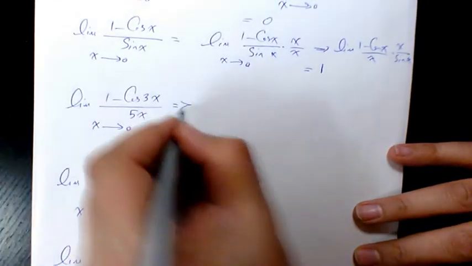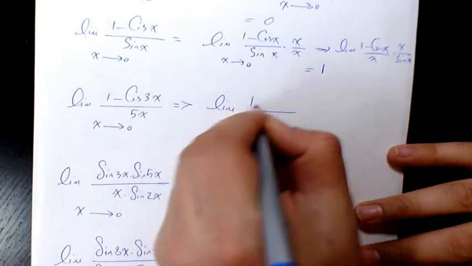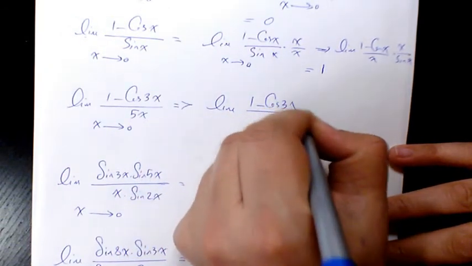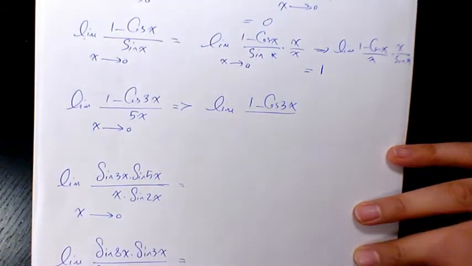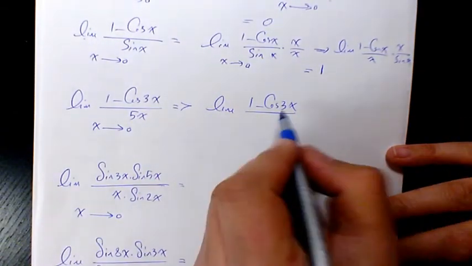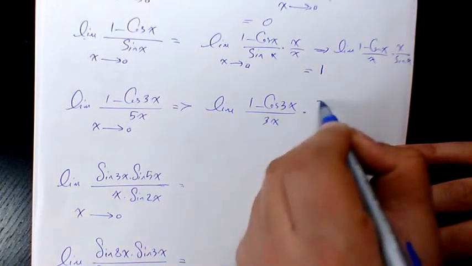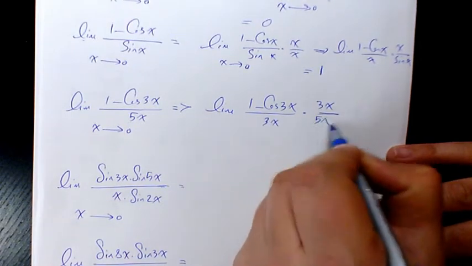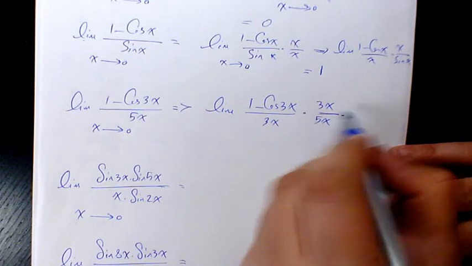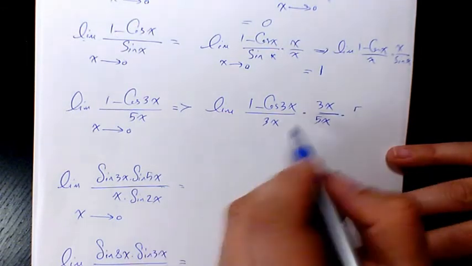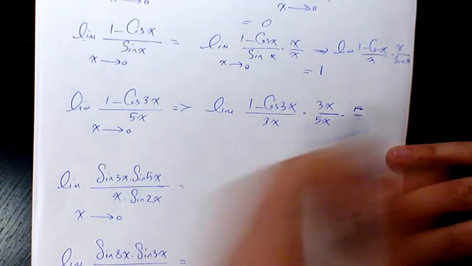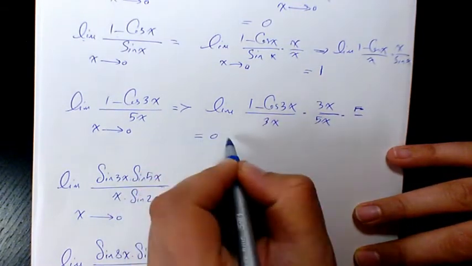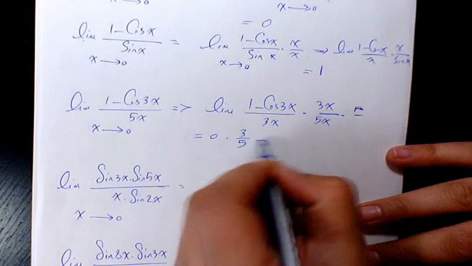Next one is going to be limit of 1 minus cosine 3x over 5x. Well, I multiply the numerator and denominator by 3x. It is going to be 3x, 3x, 5x, and that's it. We just multiplied that by 3x. So it's going to be 0 times 3 over 5, which is going to be 0.